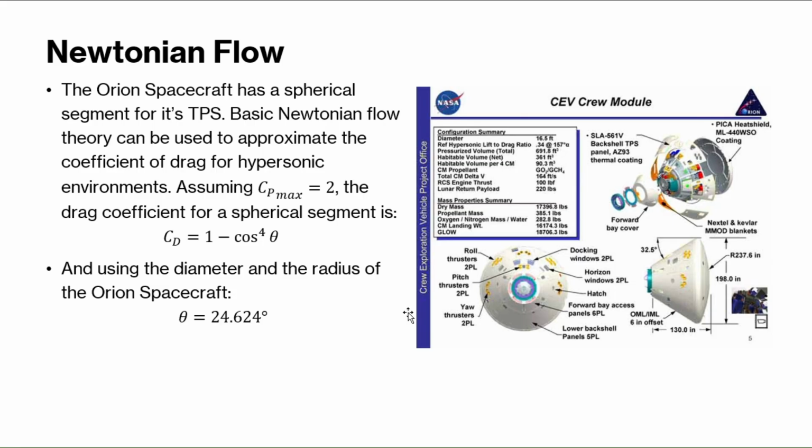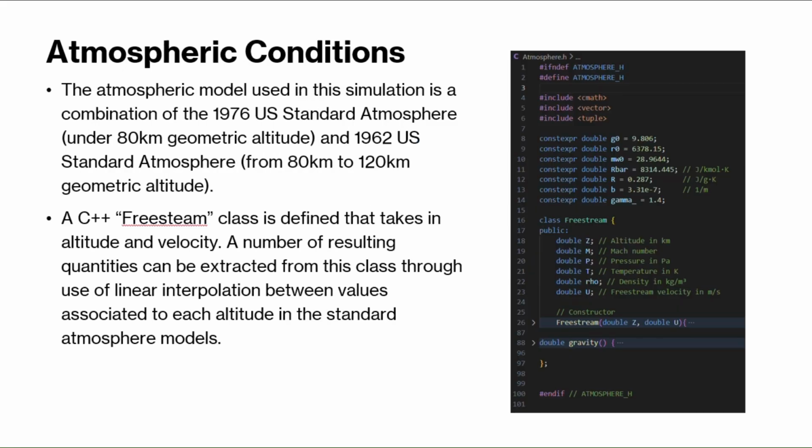Newtonian flow is how this is figured out for the hypersonic regime. Newtonian flow is an approximation that only works at hypersonic speeds. There's a lot of different rules for this, but at its simplest, you can assume that the coefficient of pressure maximum is 2, and for a spherical segment, which the Orion spacecraft is, and I used these measurements to approximate that, I ended with a CD found with this number, which I actually don't put in here, but it's in my MATLAB code.